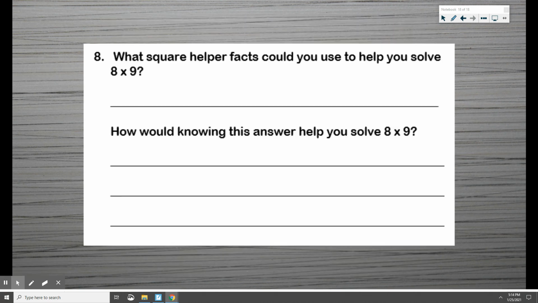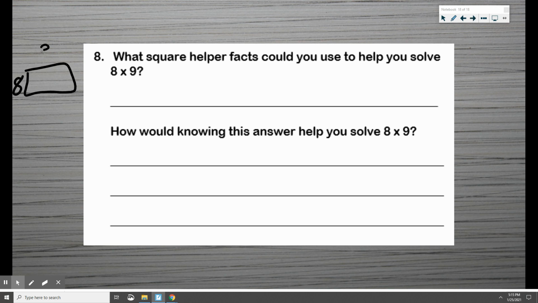All right, number 8. What square helper fact could you use to solve 8 times 9? For this one, I think that we don't all know our squares yet, so I would be okay with you solving any way that you want to. If you want to split the 8 into equal groups and double it, then you could do that. As long as you're able to explain it to me.